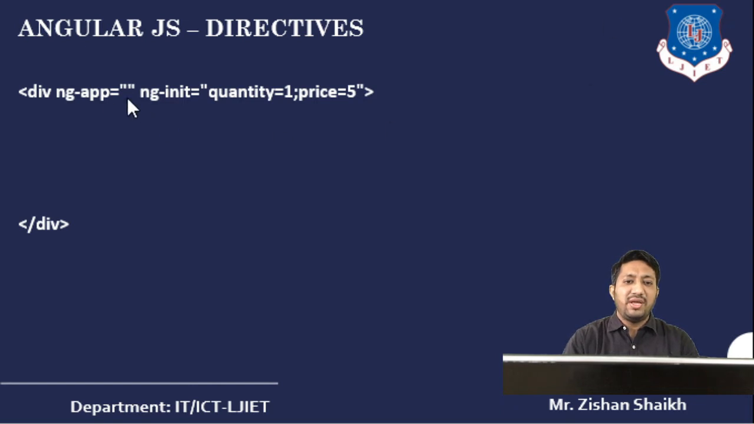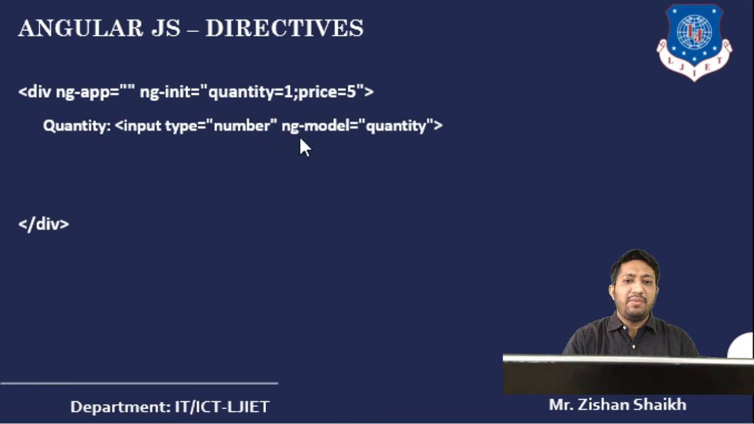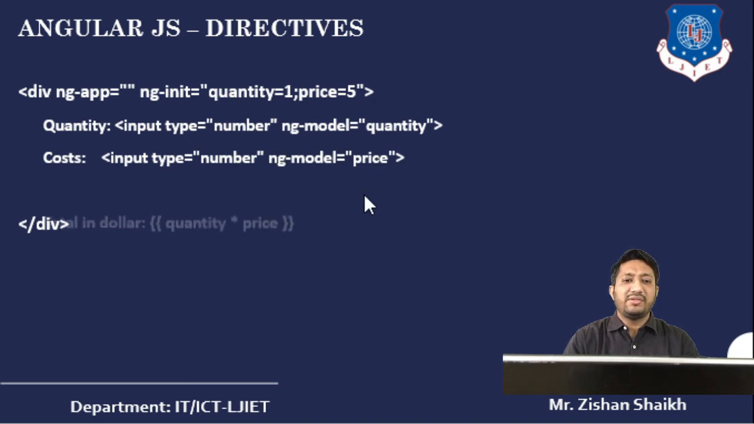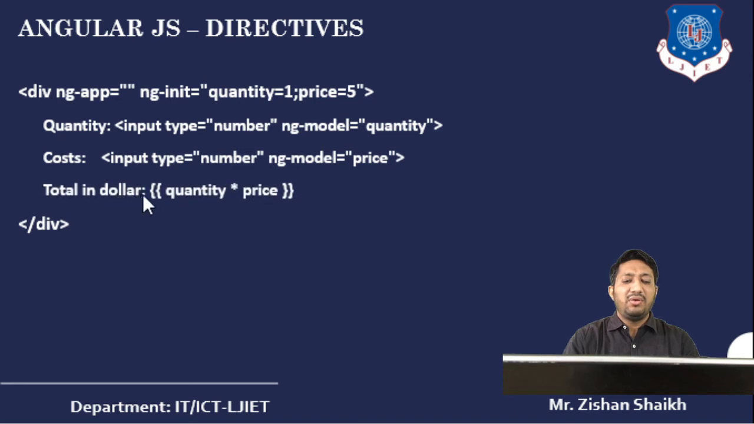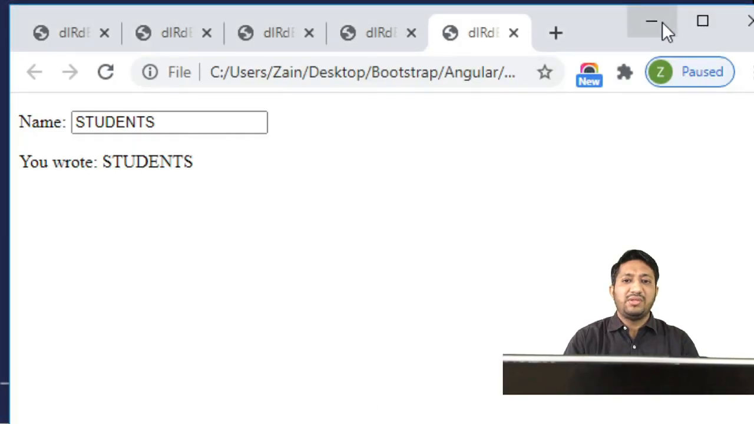So here you can see ng-app name is blank, and in ng-init I am taking two variables, quantity and price. In input type number, ng-model is equal to quantity, and input type is equal to number, ng-model is equal to price. So here we are taking two input fields as numbers, and the ng-model names are quantity and price, and the last one is total rupees, in dollars, equal to quantity into price. So let's understand how it is working.